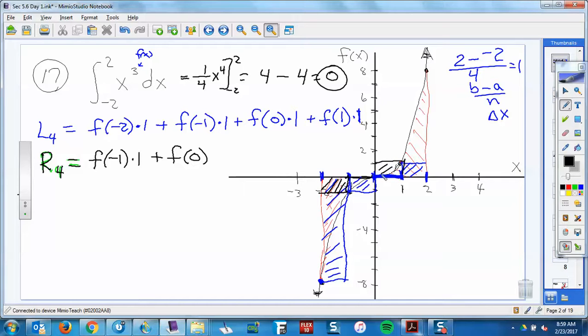Here I said I wasn't going to draw them. It's going to get messy. But there's my next right rectangle. My last right rectangle will go up there and come down. And my right rectangle will be this black one here.